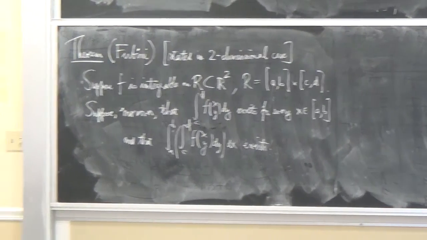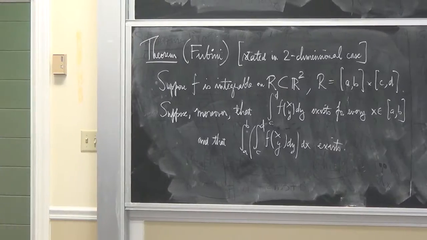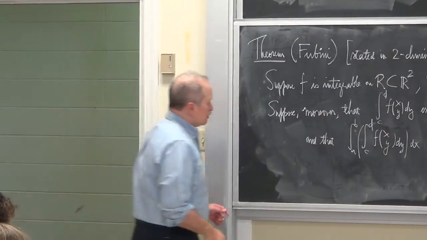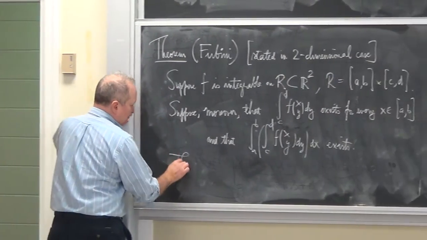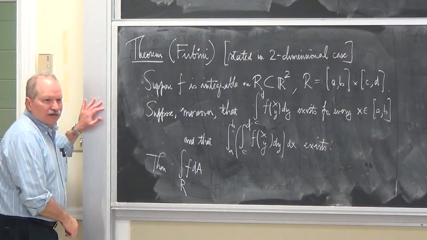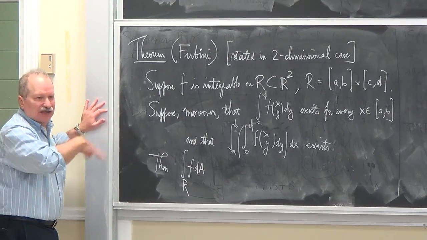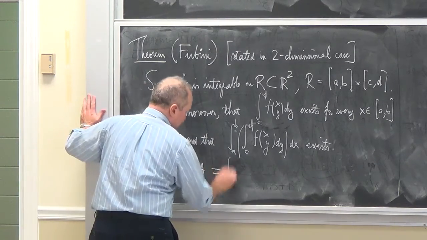Okay, so again, I'm warning you, if you look on Wikipedia, you'll find far weaker hypotheses than this. But then the conclusion will be that the double integral of f, which is defined in terms of our infs and sups, equals the iterated integral.